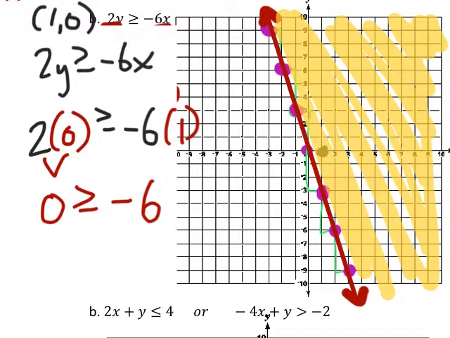Now the shading means that any point on this side of the line is going to give us a true statement. Anything on the other side of the line is going to give us a false statement. So there you go. There's the graph. Again, you don't need the dots there, but that was just to illustrate that all those points would work.